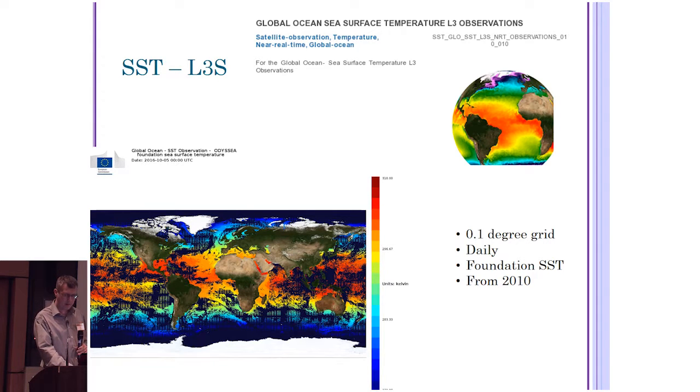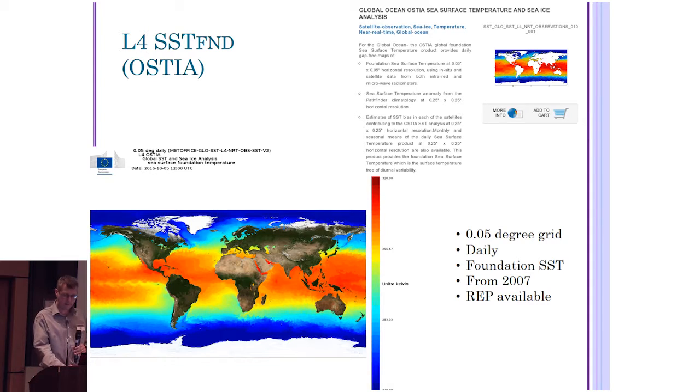If I show you now the level 4 equivalent to that, you can see the difference between level 3 and level 4. All the gaps in the clouds have been filled in. And this is a product we produce at the Met Office, which is often known as OSTIA, the Operational Sea Surface Temperature and Ice Analysis. It's on a 20th degree grid. It's a daily foundation SST from 2007, but there's a reprocessed version of this available.